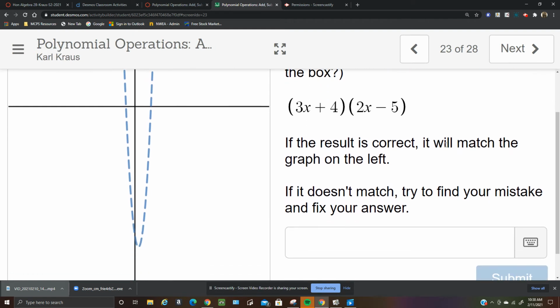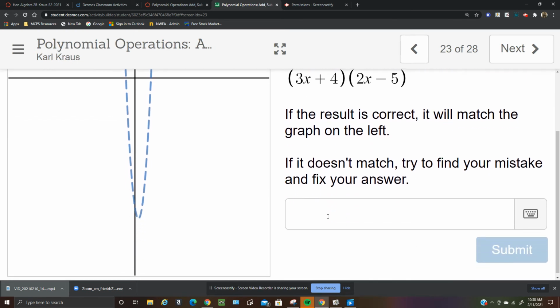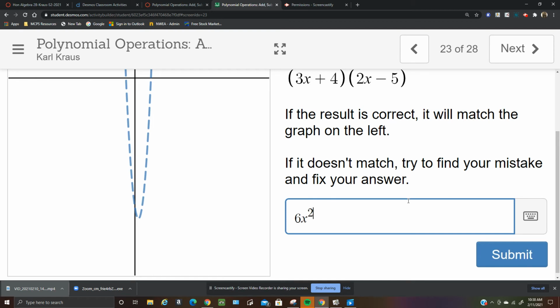We'll multiply this together here. So 2x times 3x is 6x squared. 3x times negative 5, negative 15x. 4 times 2x plus 8x. 4 times negative 5 is negative 20. X squared minus 7x minus 20.